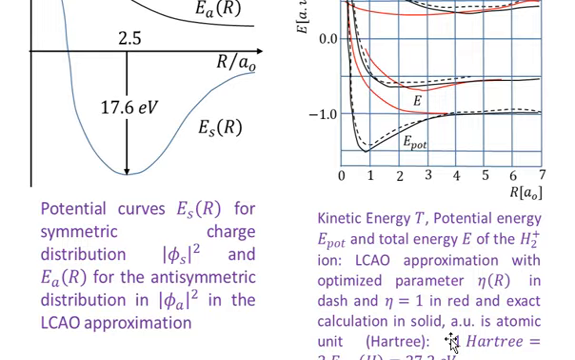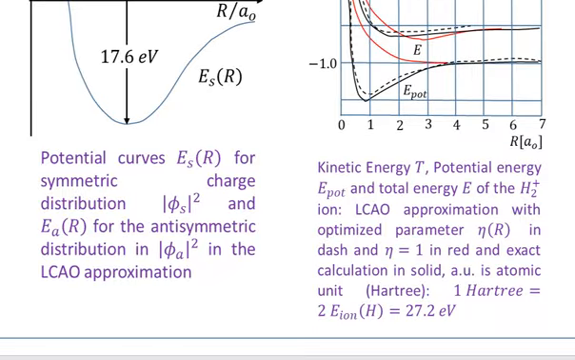And the exact calculations are shown in solid. AU is arbitrary units, atomic units shown on the vertical axis. Here I have used Hartree, and one Hartree is equal to 2 times the ionization energy of the hydrogen atom, which is equal to 27.2 electron volt. So I have plotted a Hartree over here and defined Hartree equal to 2 times the ionization energy of the atomic hydrogen atom having a value of 27.2 electron volt.